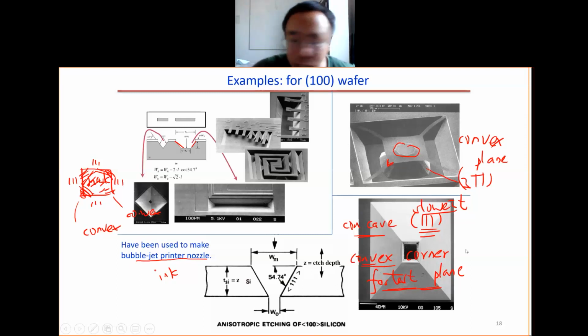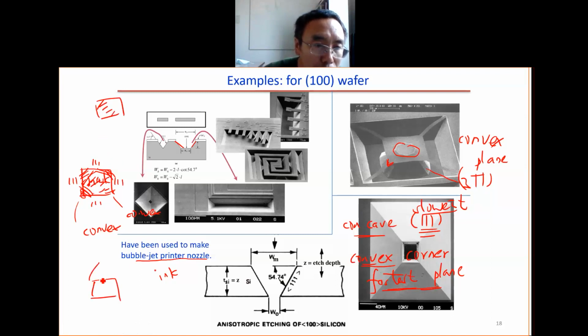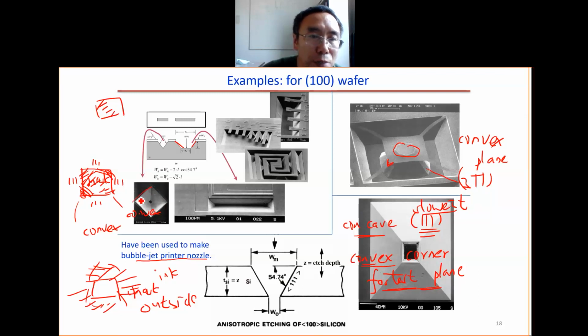If we have the mask like this, and if we have the opposite, if the mask is outside of the square, then we get something like this, right? This is the concave. So we have the 111 plane. All of them are 111 planes.